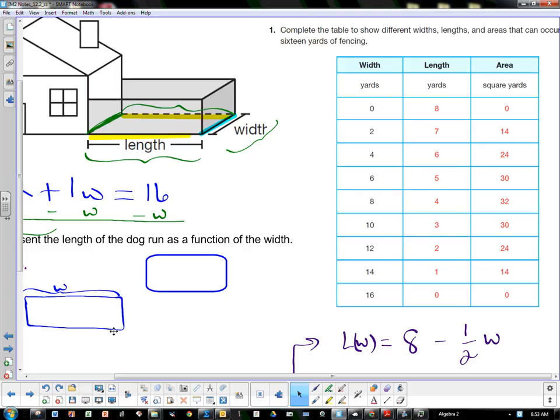Now, I don't know about you, but I bet you could look at this table and get a nice idea of what you would set your window to. And you could also get an idea of what dimensions give you the largest amount of space for this dog to run around in. The maximum area.